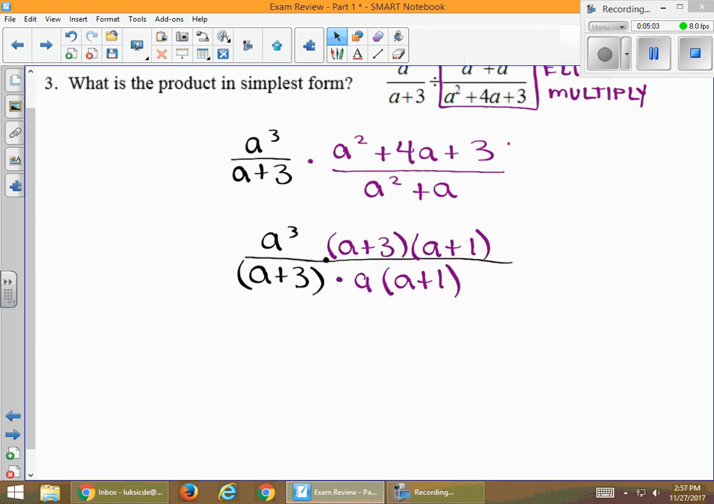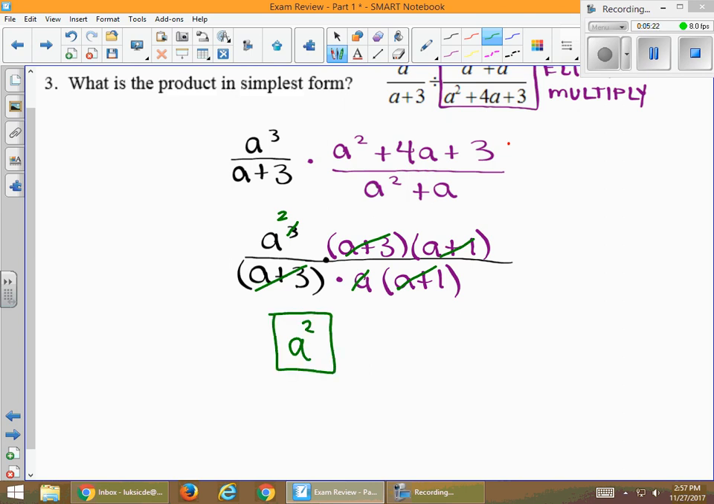And now that everything's on multiplication, you can reorder, but it's not necessary. We can cancel our a plus 3's. We can cancel our a plus 1's. And we can cancel 1a with the a cubed on top. So our final answer is just either a satisfying or a frustrating a squared, depending on what you like.